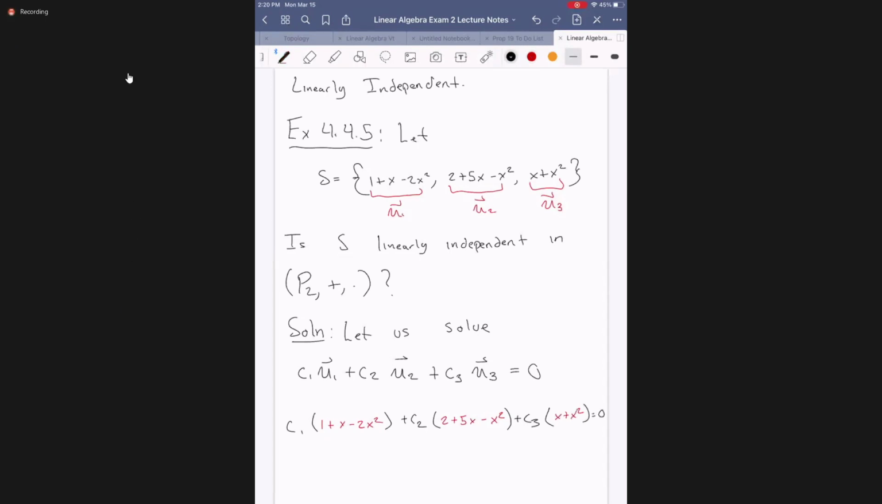Okay, so now what do we do? You might think you can try to solve for x, but you're not solving for x. Remember, your goal is to show whether c1, c2, c3 have to be all zeros; if they're not all zeros, then they're linearly dependent. So that's your goal: you're trying to solve for c1, c2, and c3.